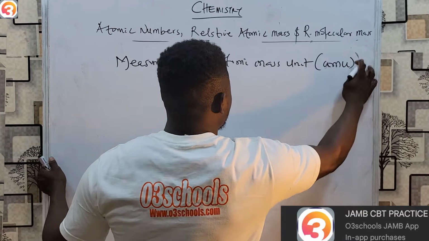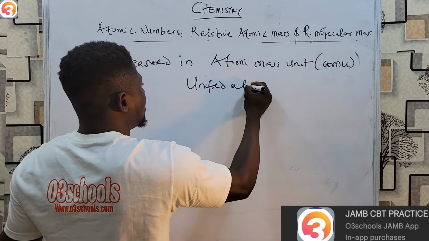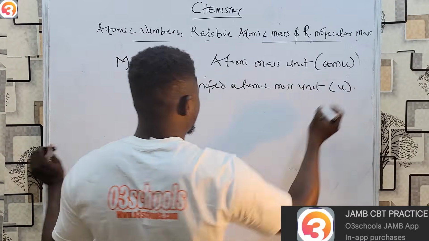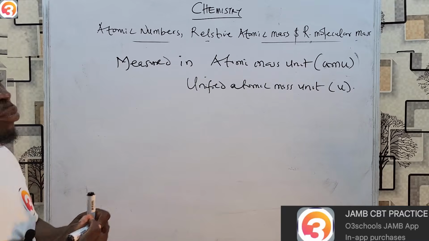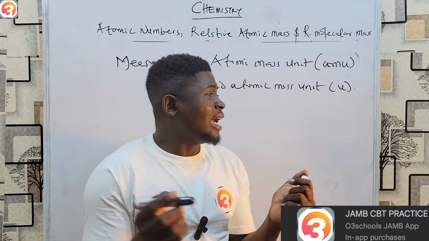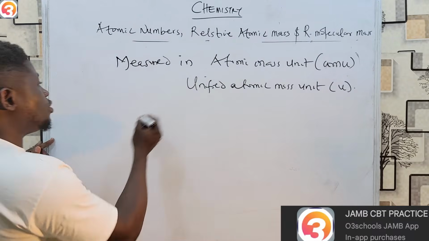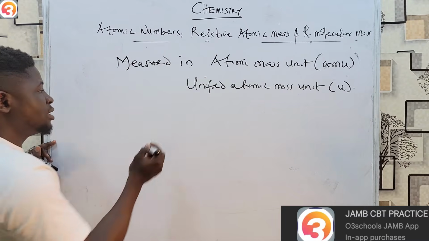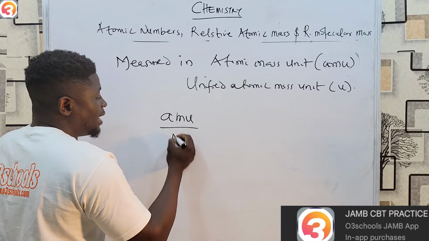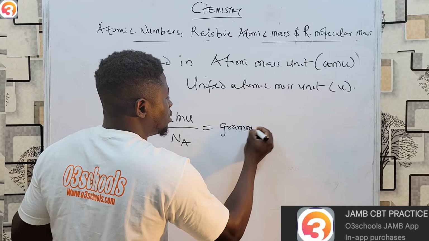AMU, or you can call it unified atomic mass units. This one is U, right? So they're the same. They are very, very small units. The atomic mass unit is a very, very small unit. So for you to convert it to grams, you divide by Avogadro's constant, right? To convert this atomic mass unit to grams, you have AMU over Na, Avogadro's constant, to give us grams.